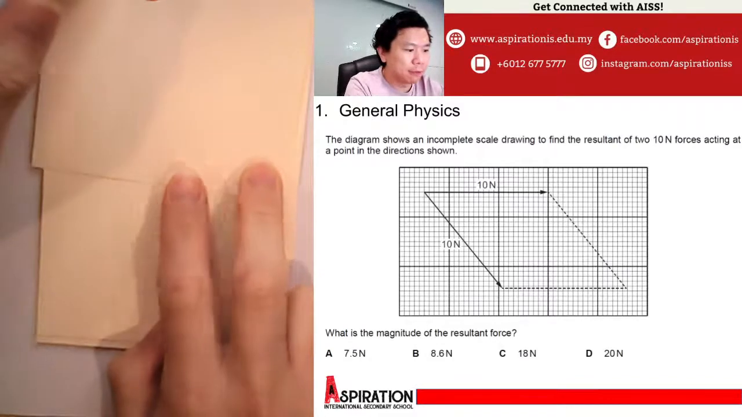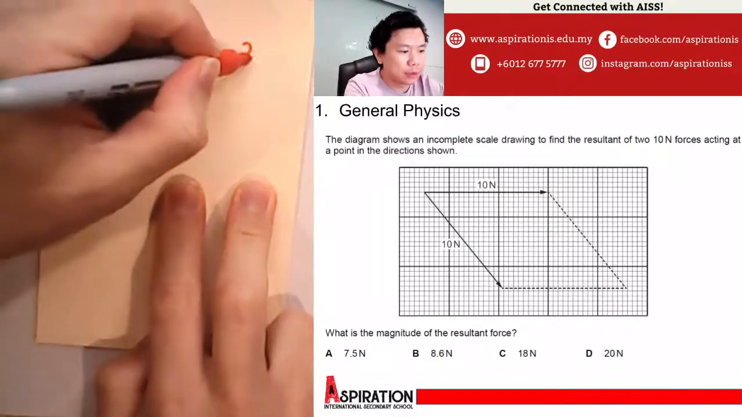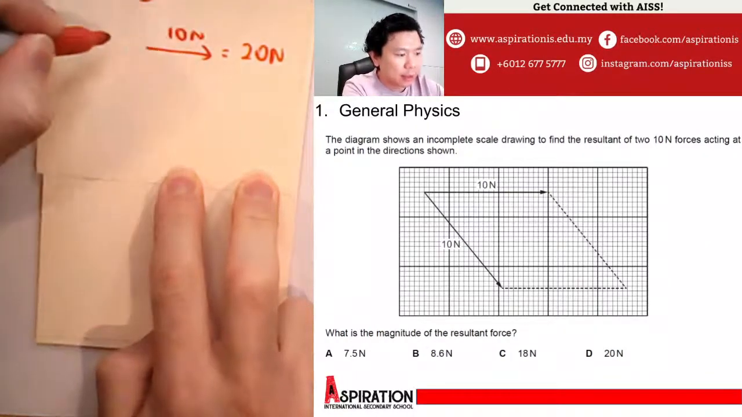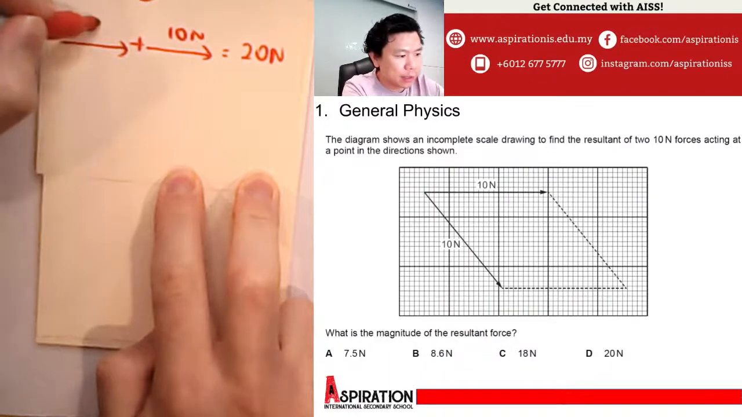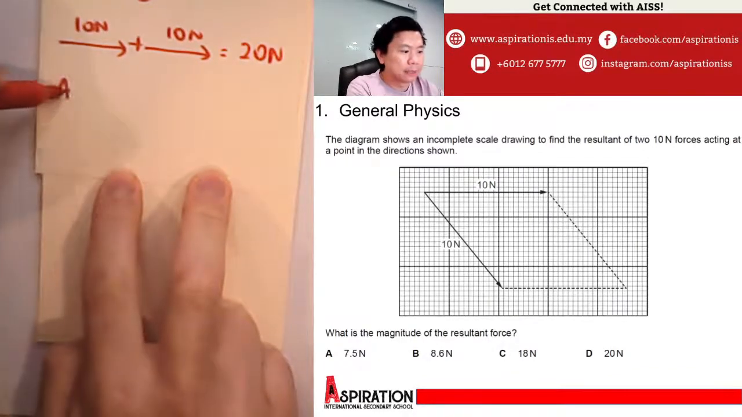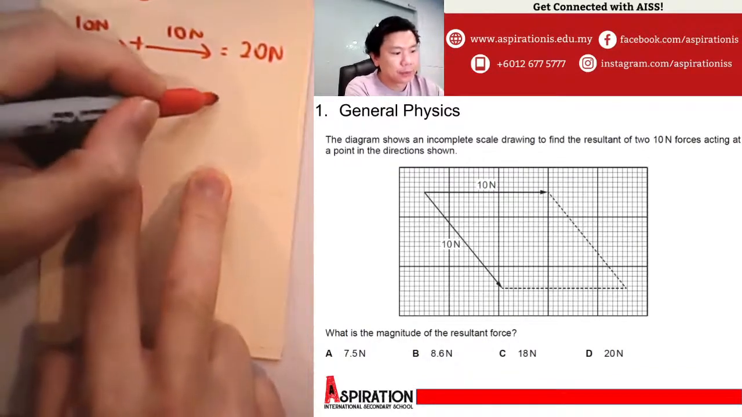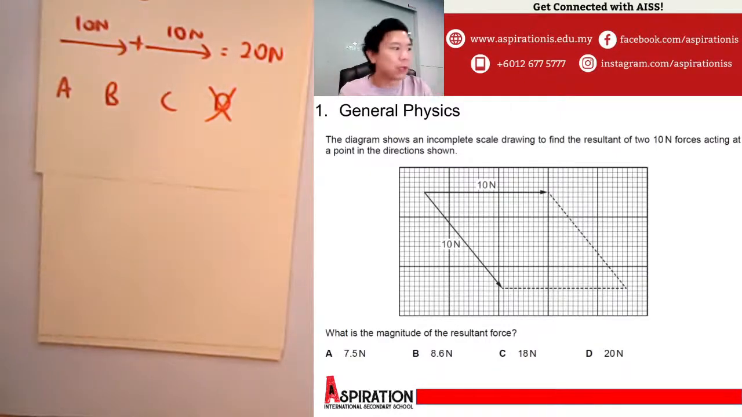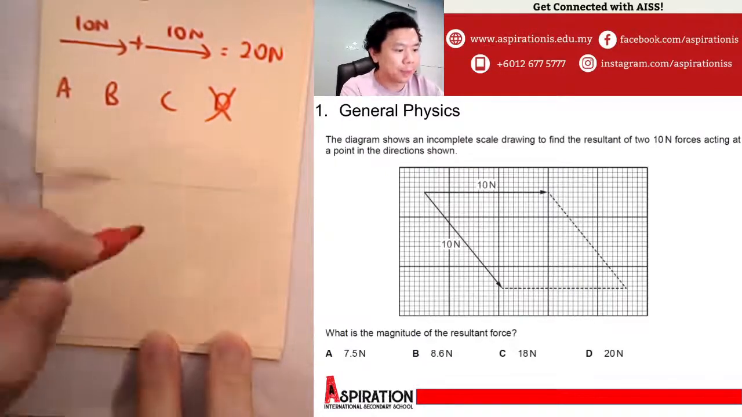Because to achieve 20 newtons, you would need 10 newtons and 10 newtons, and they need to be parallel in the same direction, then you get 20. In this case, the two 10 newtons are not parallel, so definitely D is out. Okay, now maybe what we can do is draw the resultant force. Okay, now look here.